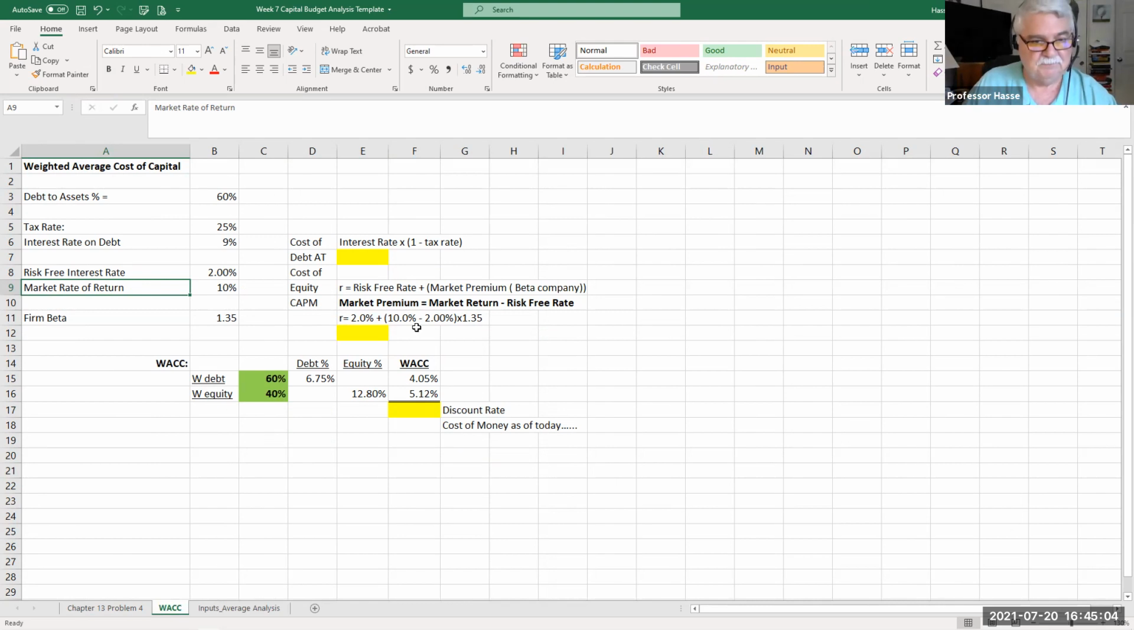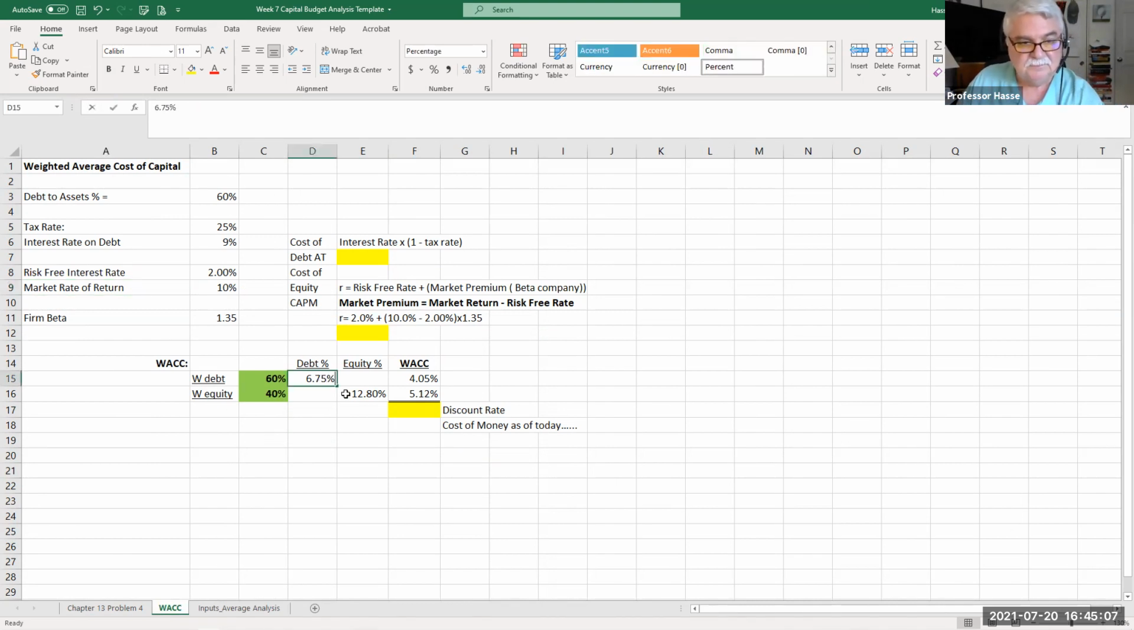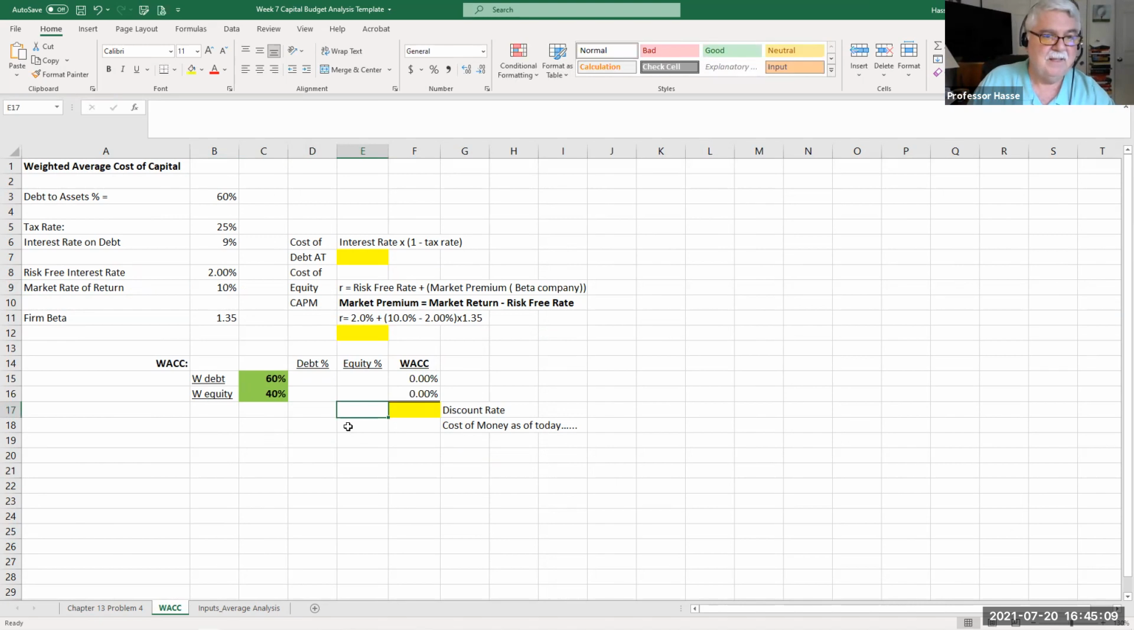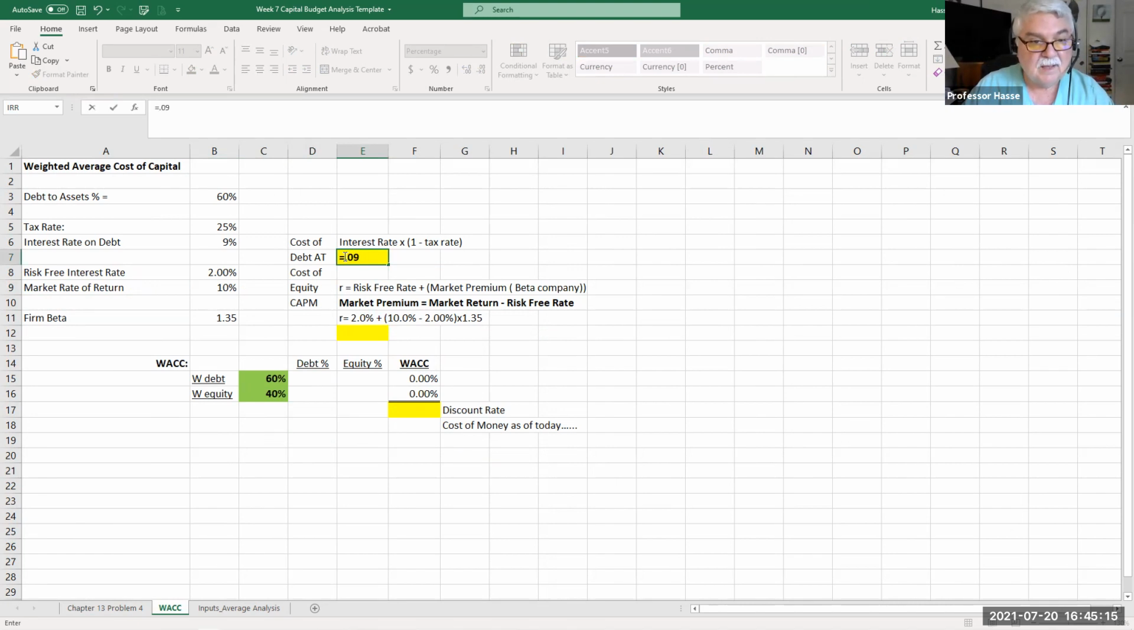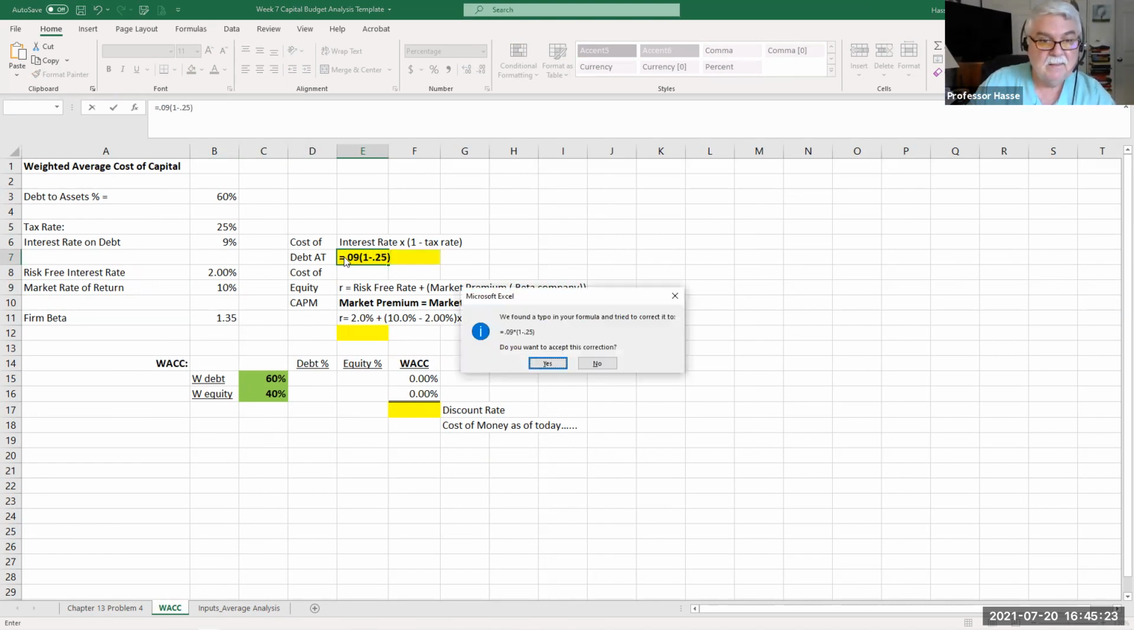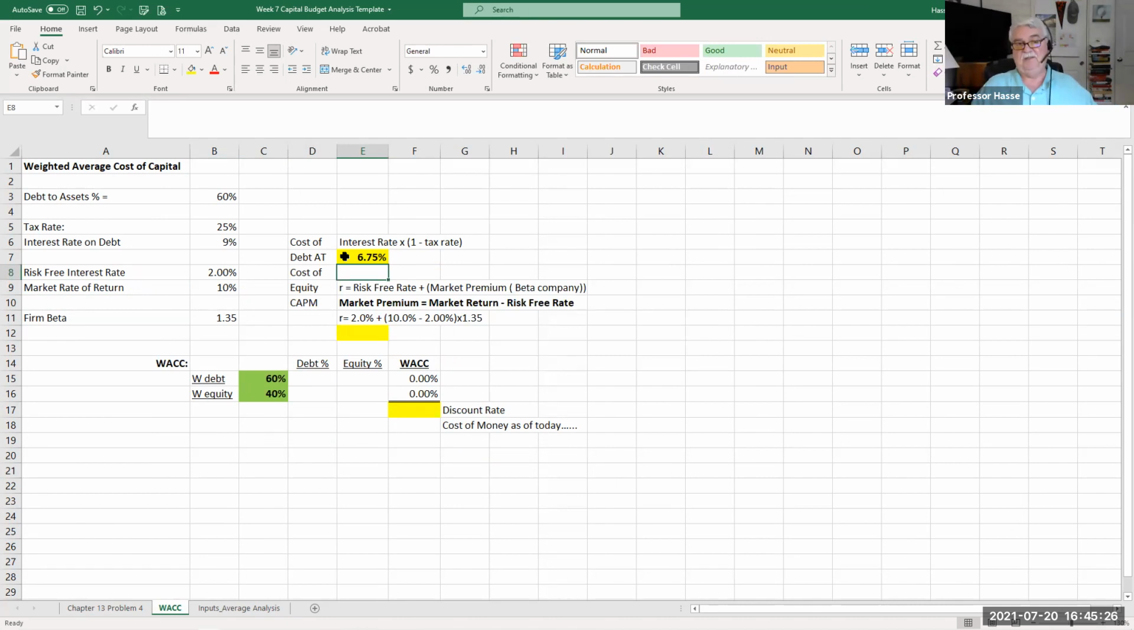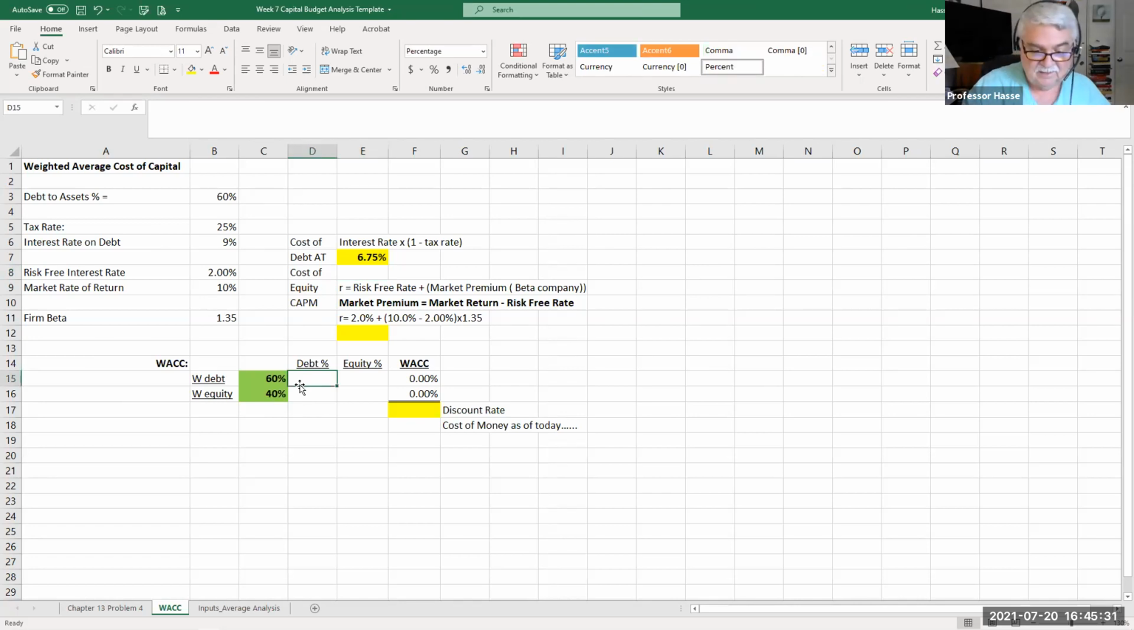So let's determine these numbers. Okay. There we go. So after-tax cost of debt, we're paying 9% on our debt. Multiply that by 1 minus the tax rate of 0.25. And we get 6.75% as our after-tax cost of debt. Put that down here as this weighted. And now we come up with 60% of the 6.75 for our weighted cost of debt, 4.05.